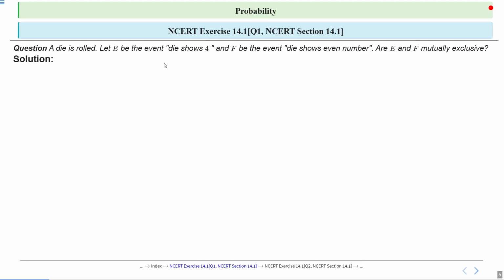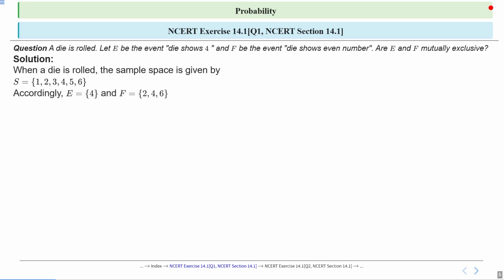So here event E denotes the number 4. Okay. And F denotes an even number. Okay. So then are E and F mutually exclusive? So when a die is rolled, what is the sample space? We know well the sample space of a die when it is rolled is basically S equal to the set {1, 2, 3, 4, 5, 6}. So the sample space contains the elements 1, 2, 3, 4, 5, 6. Clear?